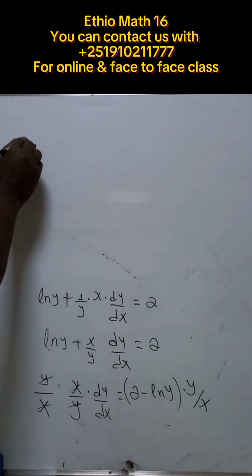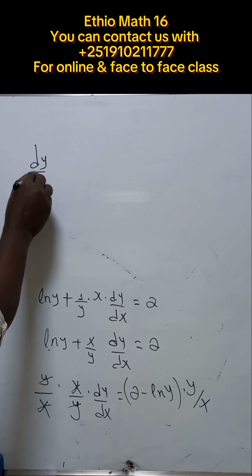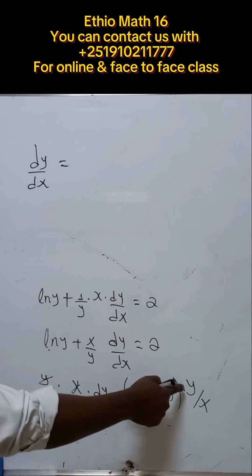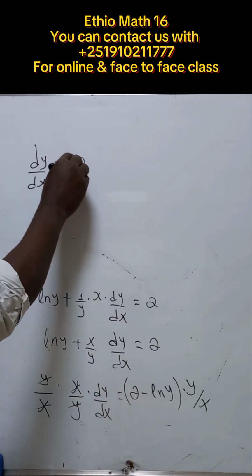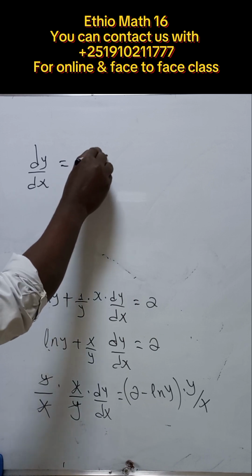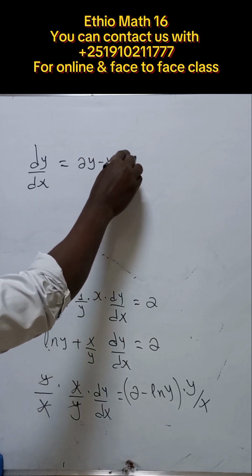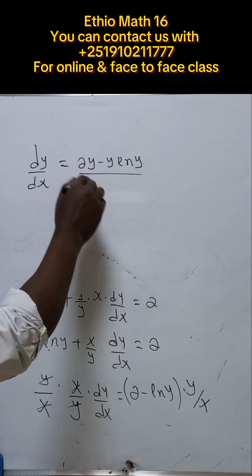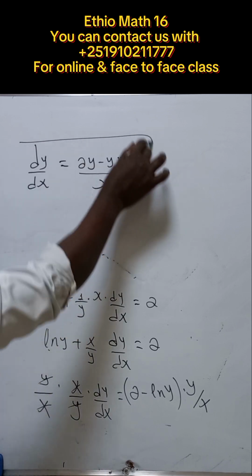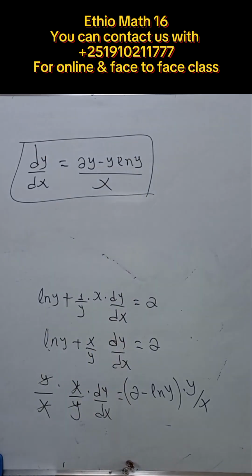Let's bring this here. dy by dx is immediately given by y times this, which will be 2y minus y ln of y over x. So this is the final derivative for the differential. So this is all about our today's lesson.